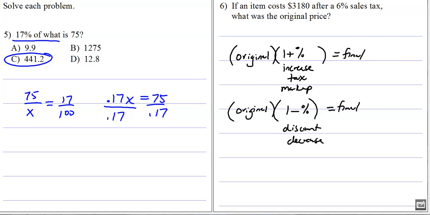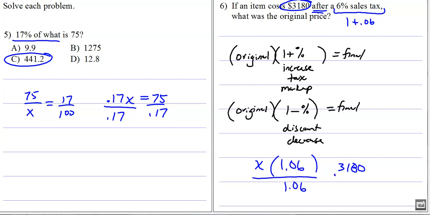So for this particular problem, the issue is, where's the 3150? Was that before or after? And it says it costs after. So it's got to go with the back side. It's got to go over here. So we don't know the original. Since this is tax, this is 1 plus 0.06. So I'm going to have 1.06. And now it just becomes a division problem. And the correct answer for this was 3,000. So this was not a multiple choice.